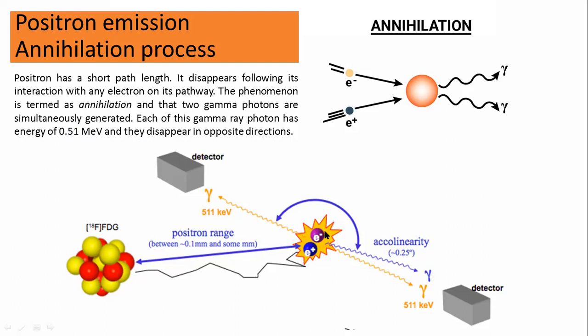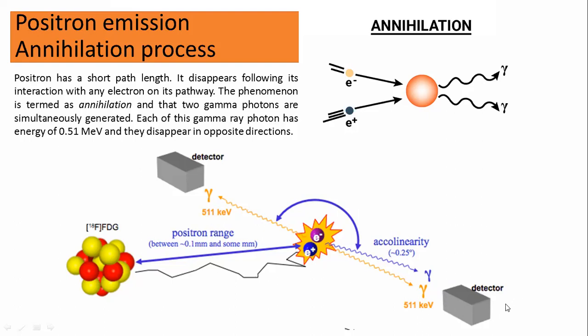They will disappear in the opposite direction. This is the electron. The positron is coming out from this nuclide, and when it hits the electrons, they disappear with the emission of two gamma rays in opposite directions. That means they have an angle of about 180 degrees, perfectly opposite to each other. But there is the possibility of around 0.25-degree error, so the gamma rays do not have exactly 180 degrees, but plus or minus this error, and this is called acolinearity.